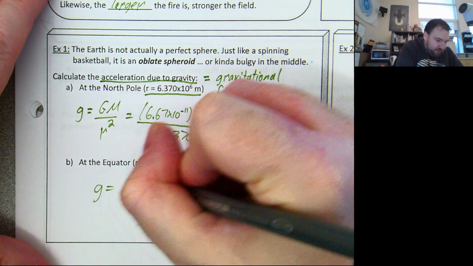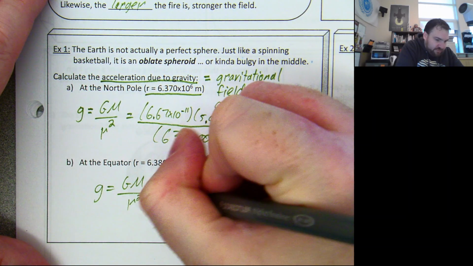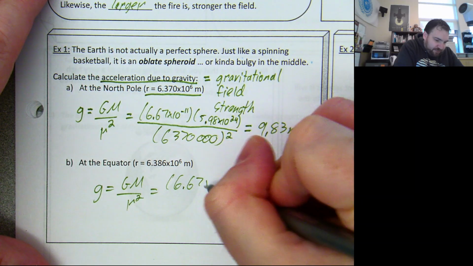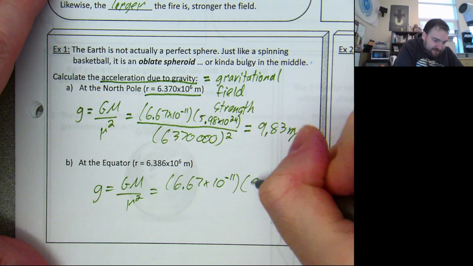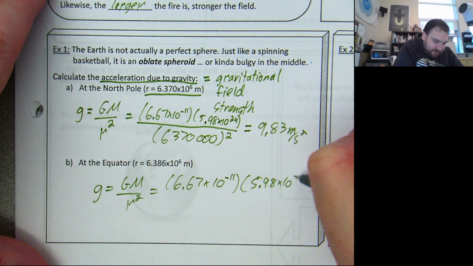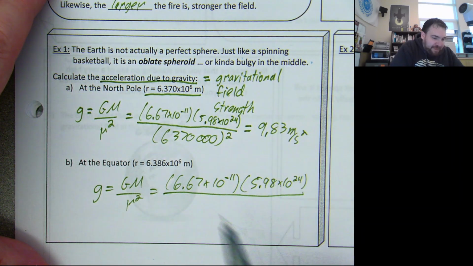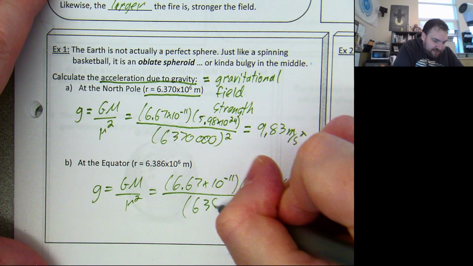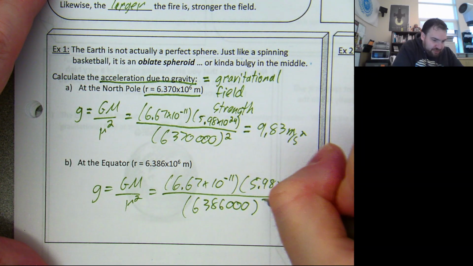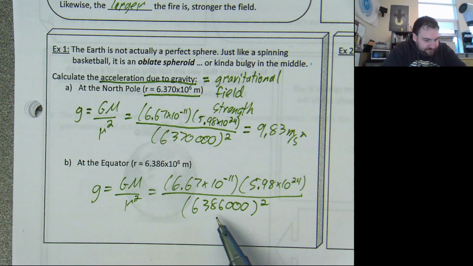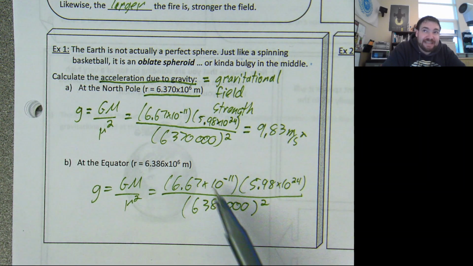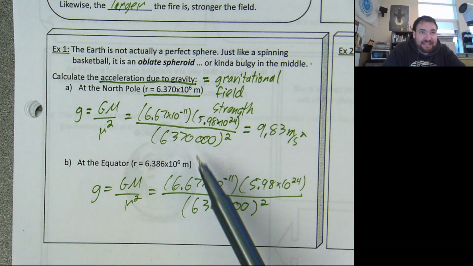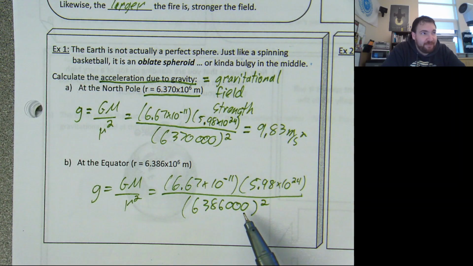We're still going to use g equals GM over r squared. 6.67 times 10 to the negative 11. It's still the mass of the Earth, 5.98 times 10 to the 24, all over, now this is a slightly larger number, 6,386,000 squared. Which is, I mean, it's 16,000 meters. That's not an insignificant difference. But when compared to the size of the rest of the Earth, 16,000 meters doesn't really seem like a lot.